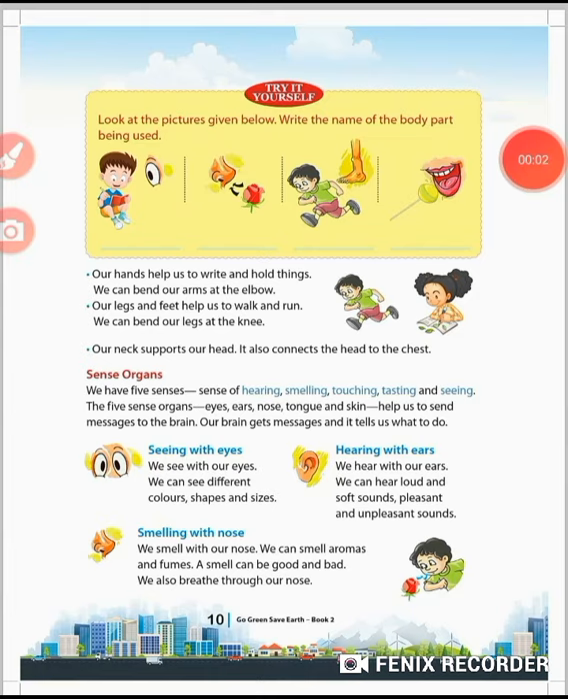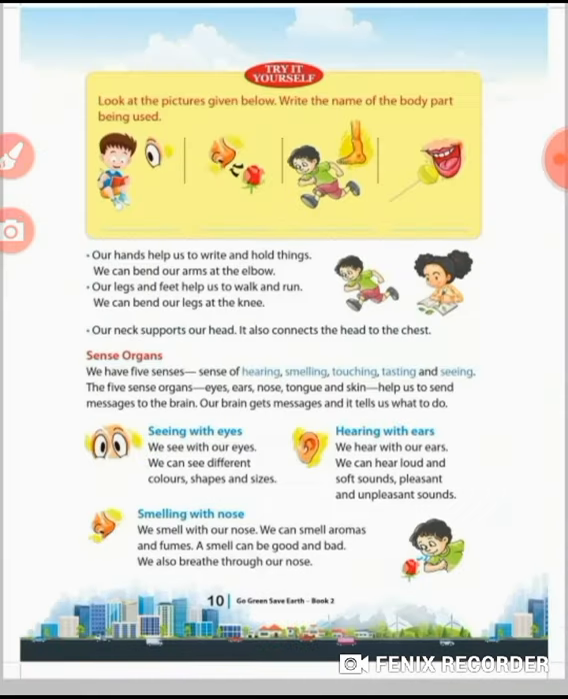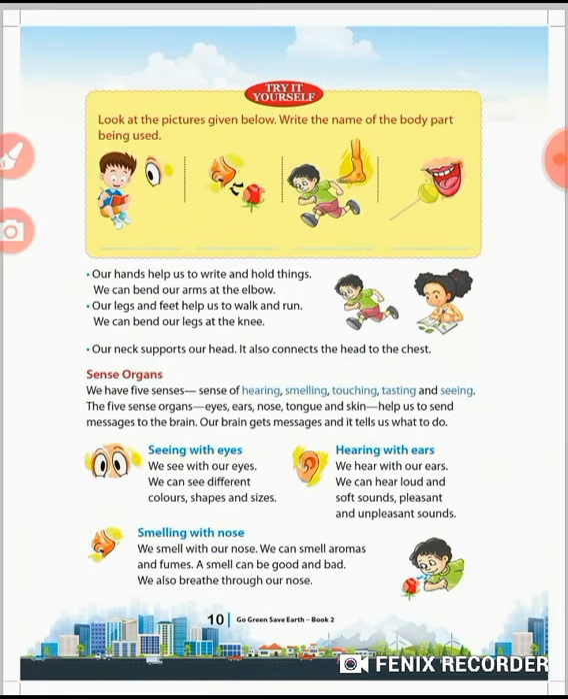Let's come to the next page. Look at the picture given below. Write the name of the body part being used. Children, here you have to identify the picture and write the name of the body part being used. First, can you tell me which body part is used in first picture? Yes, it is eyes. Eyes help us to see.